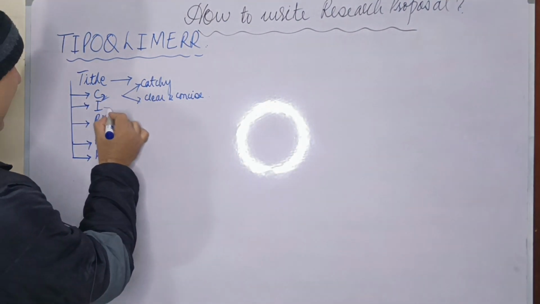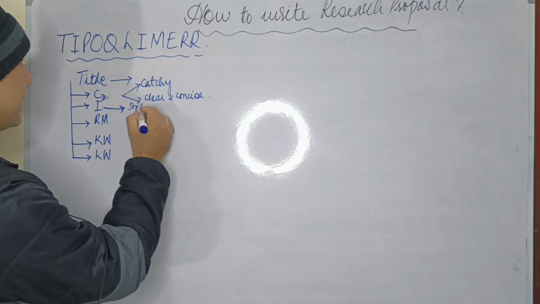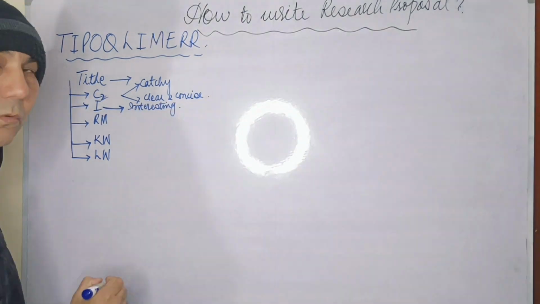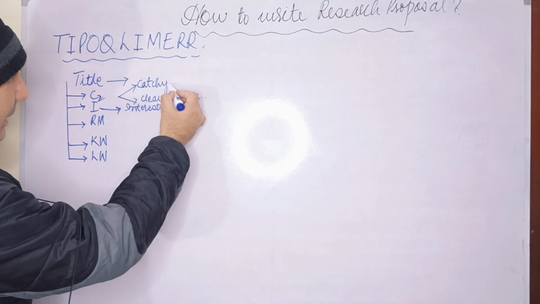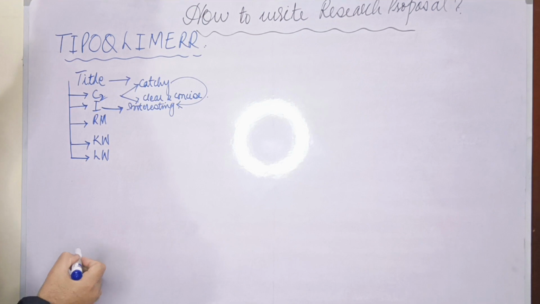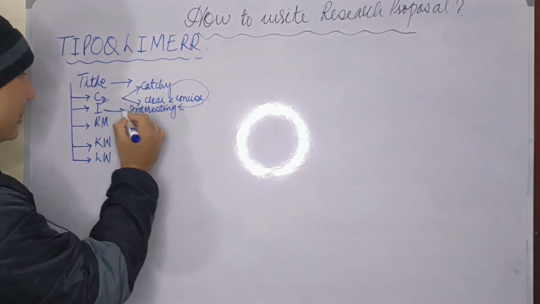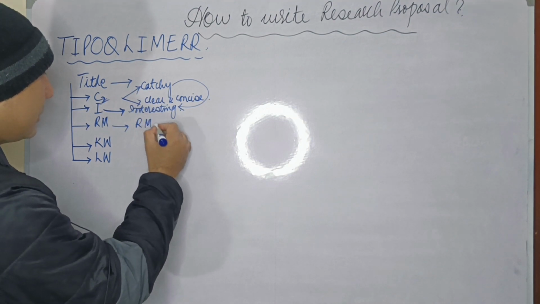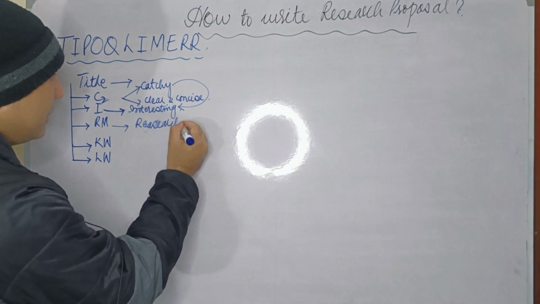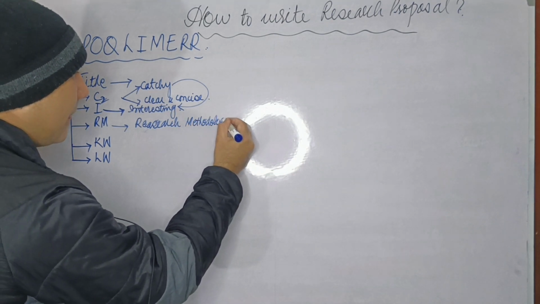And I is very interesting. When your title is catchy, it is very interesting for the reader and the audience. And RM is the research methodology. The research methodology should be included in your title.